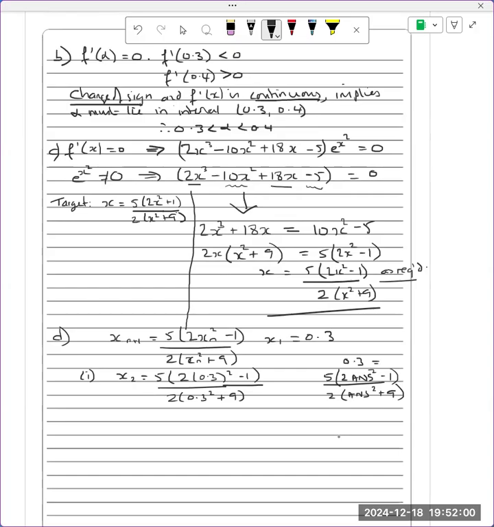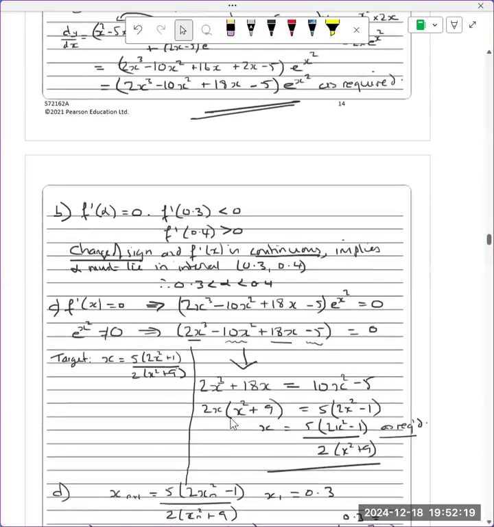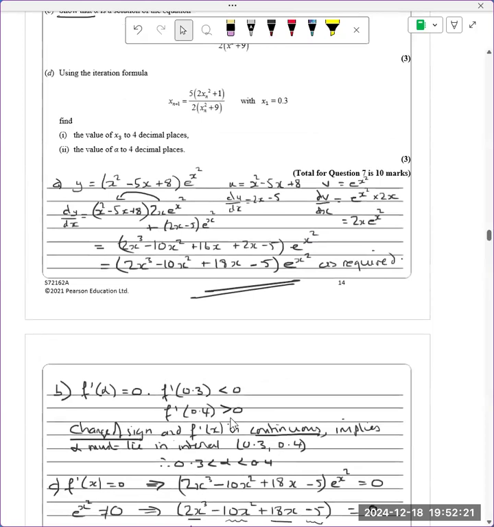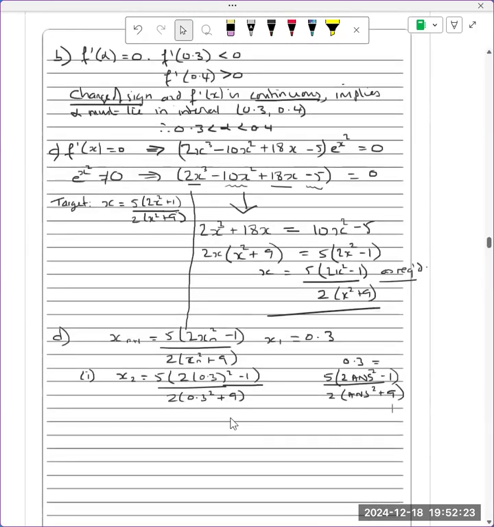5, 2 answer squared minus 1, over 2 brackets answer squared plus 9. I've got negative. Is that right? I don't remember it going negative, so I've probably made a mistake. It's plus 1. It's plus 1, not minus 1. It's not my day. Right. Try that again.